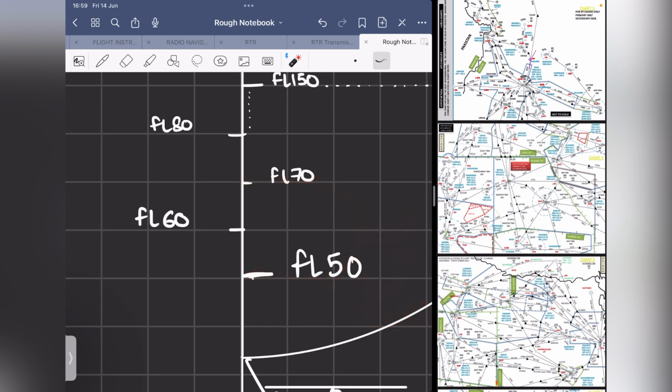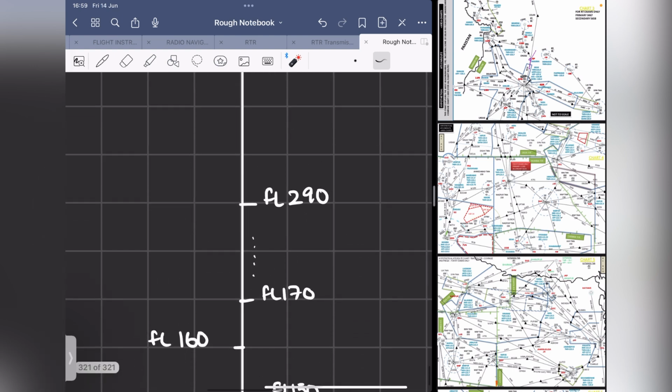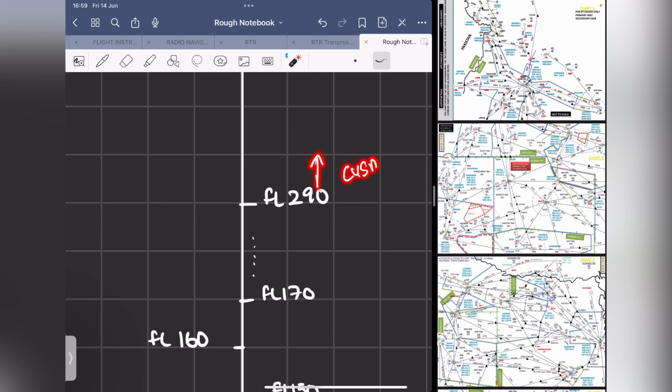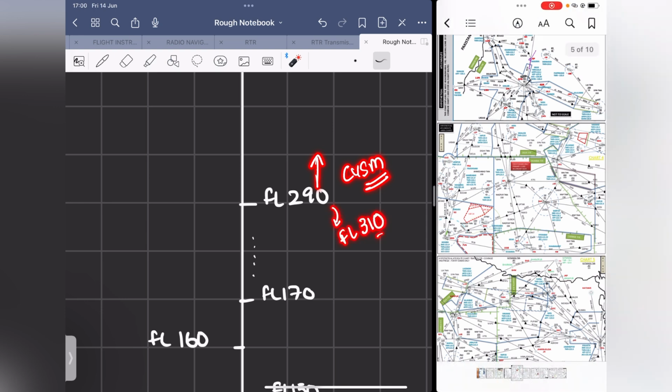The moment I go above flight level 290, the same track separation becomes 4000 and the reciprocal or minimum separation becomes 2000. So everything is double now. Fine. So first let's ascertain something. If I say that above flight level 290 I want to follow CVSM, then the next flight level which is available that my airplane can fly on has to be at least a minimum difference of 2000. So the next available flight level will be flight level 310.